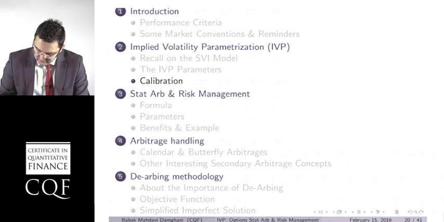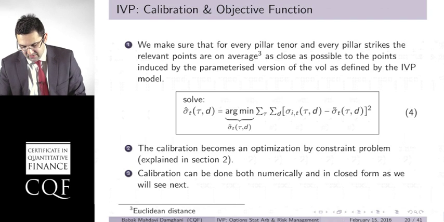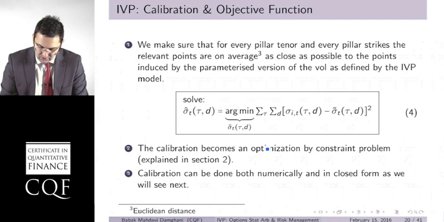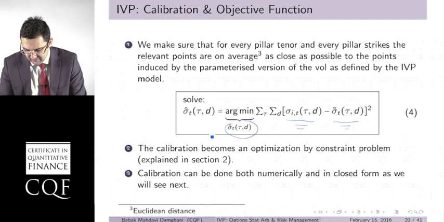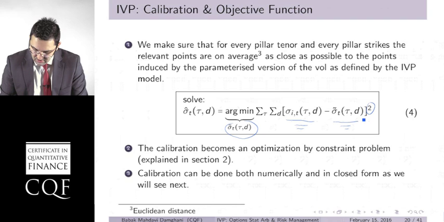All right. So in terms of calibration, one very easy way to apply the optimization rule is to try to solve the distance squared between a pointwise implied vol and the points induced by the parameters of your IVP model. So note here that the error squared has been done on the implied vol itself.